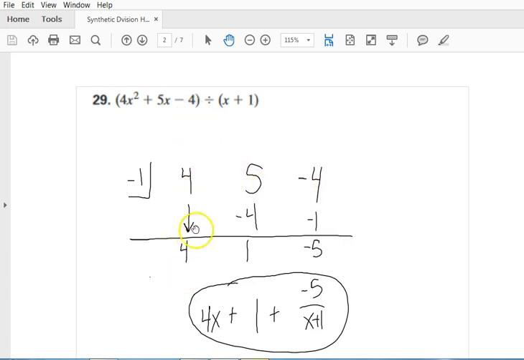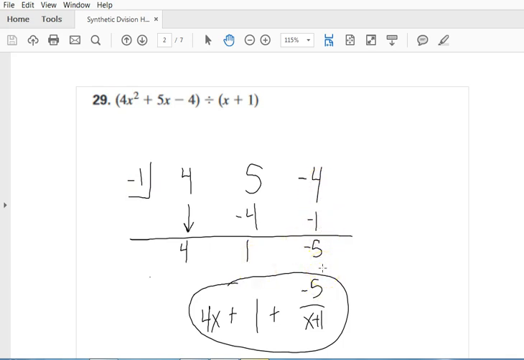So I drop the first number down. Think of it being a 0 here. Add 4 to 0 and get 4. Drag the first number down. Multiply that by the number in my box. So -1 times 4 is -4. Add. 5 plus a -4 is 1. -1 times 1, -1. Add.